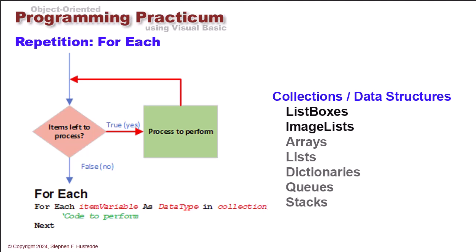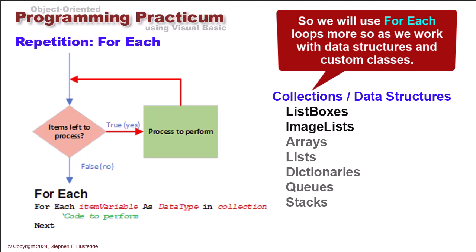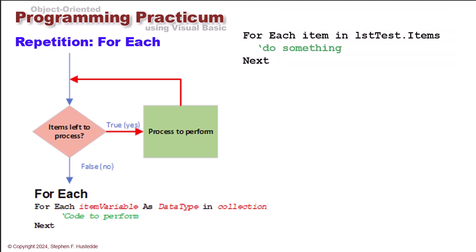And other data structures include dictionaries, queues, and stacks, and we could use the for each loop to iterate through the items of those different types of collections. So our code might be something like for each item in lst_test.items. So again, the items of the list box is the collection, not the list box itself. And we might do something with each item. And then the next statement simply advances to the next item in that item's collection.